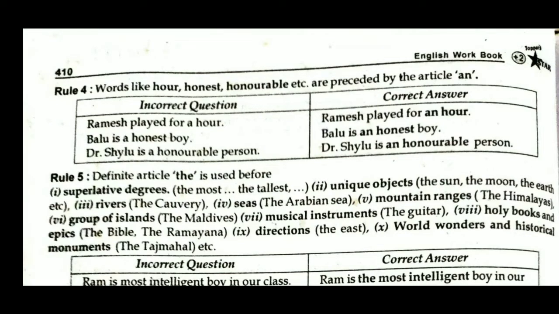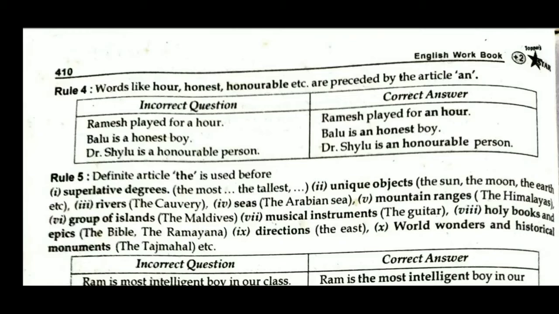Balu is honest boy is incorrect. Balu is an honest boy is right. Dr. Shailu is a honorable person is incorrect. Dr. Shailu is an honorable person is correct. Do you understand? So words like hour, honest, honorable, etc. are preceded by the article an.